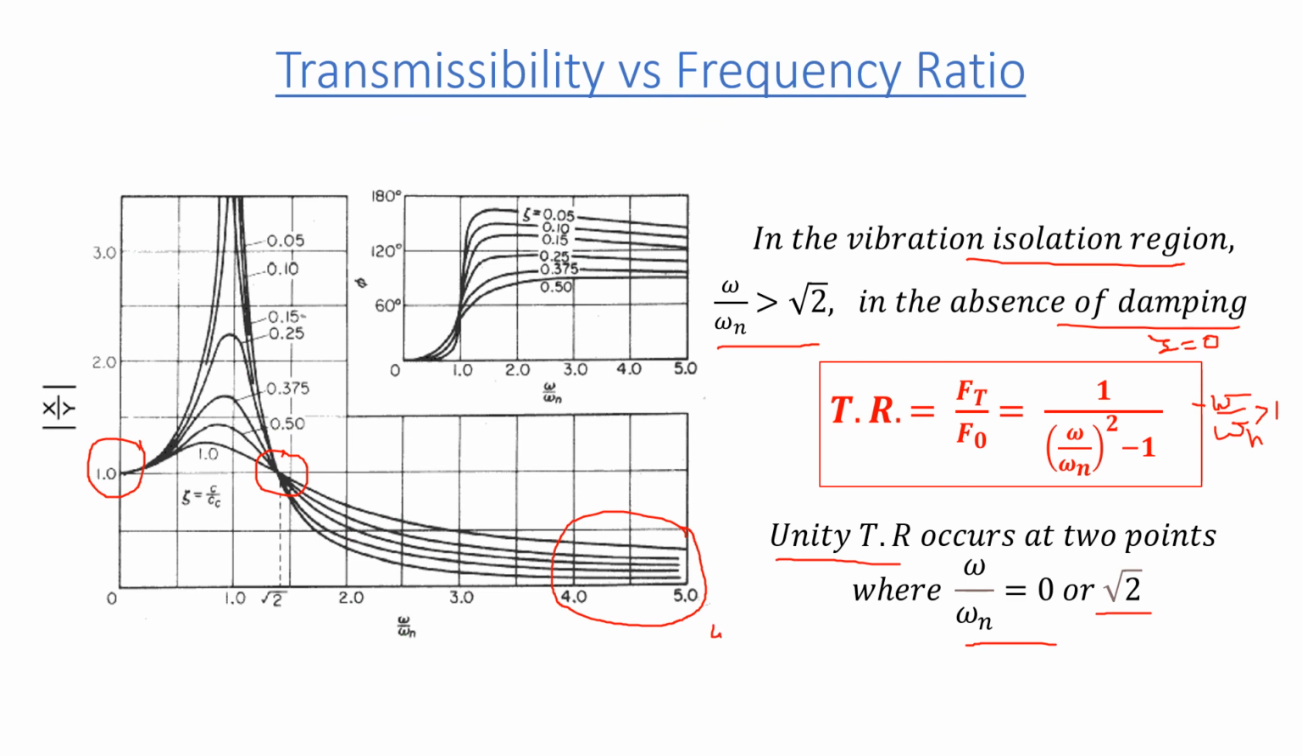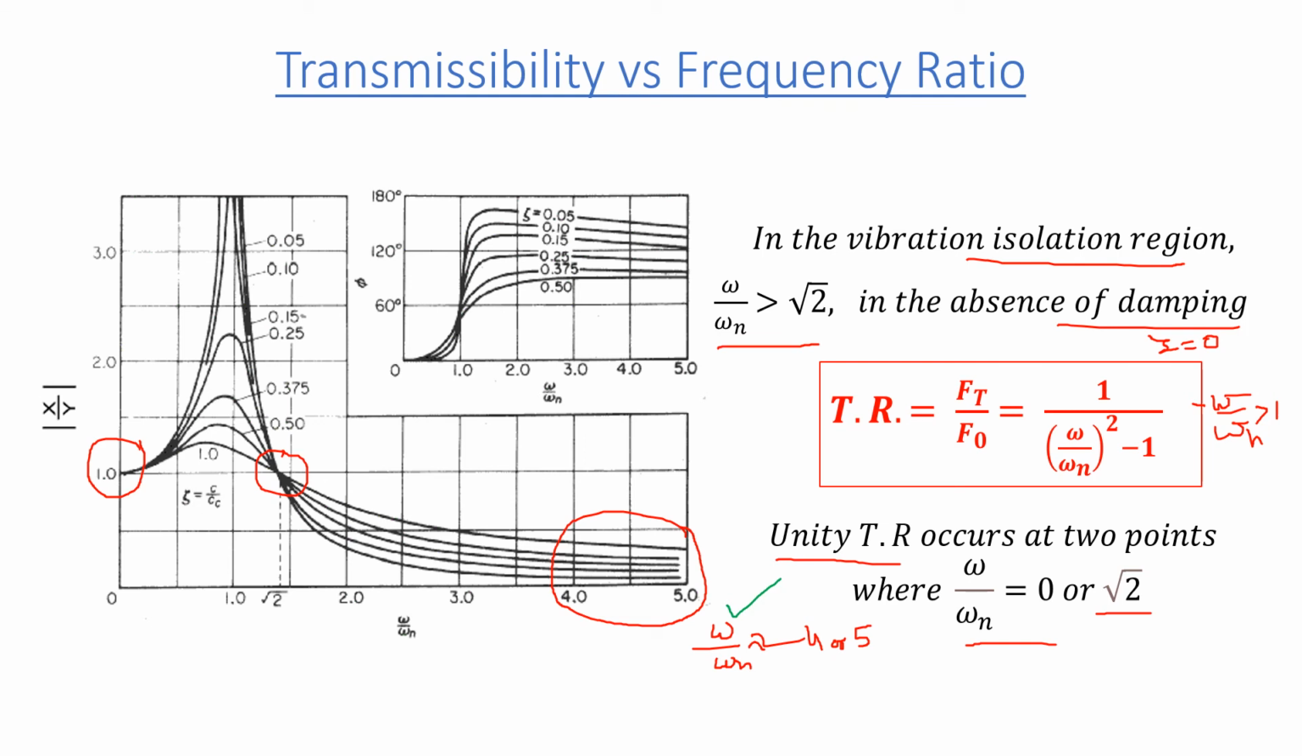Next is, for the best design of the isolation system, you keep your omega by omega n near to 4 or 5. How can we achieve this? One way of achieving this is, if you can put the motor, the pump, the turbine, or whatever is your vibrating system, so that it can run at high speeds, then there will be lesser forces transmitted to the base. So select the high speed equipments.